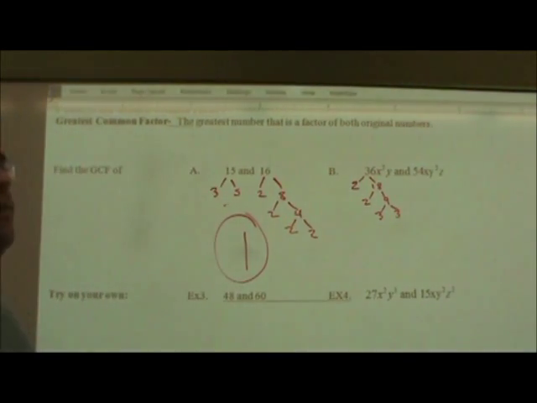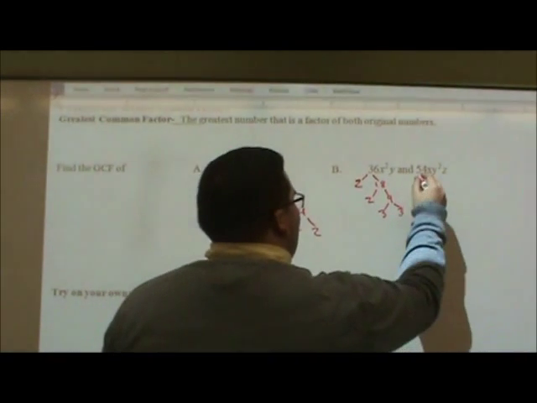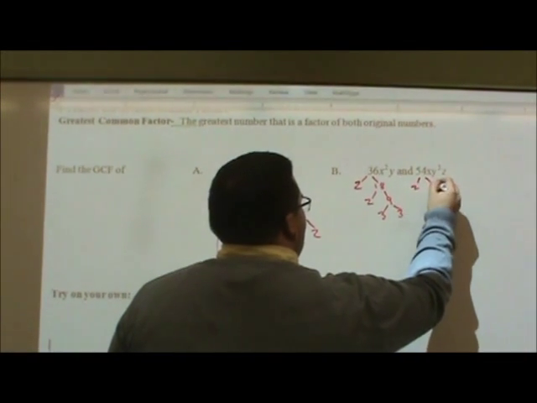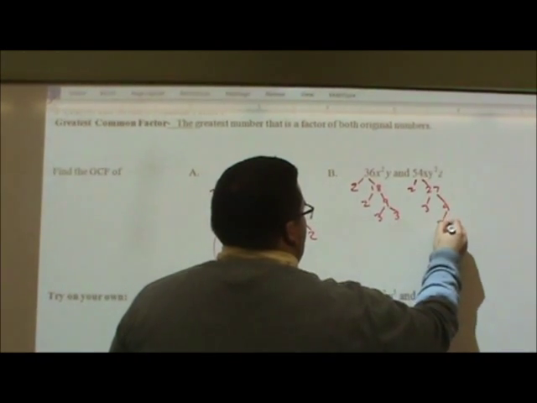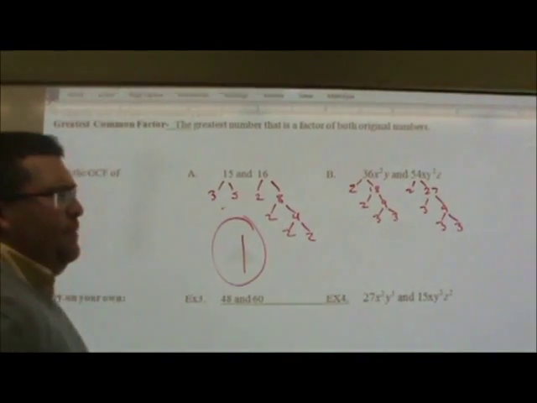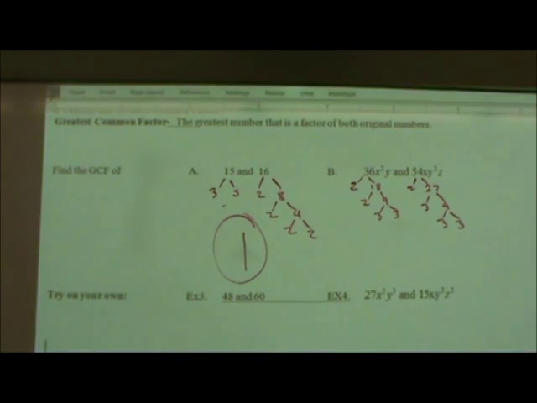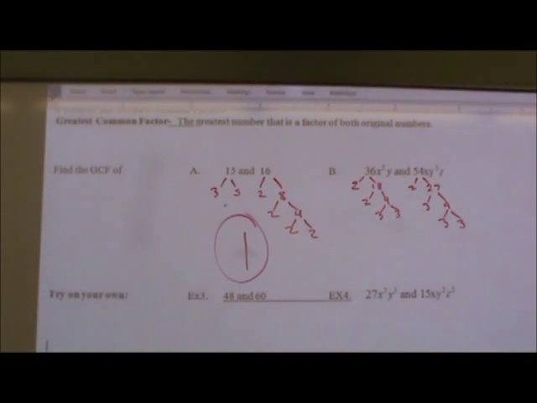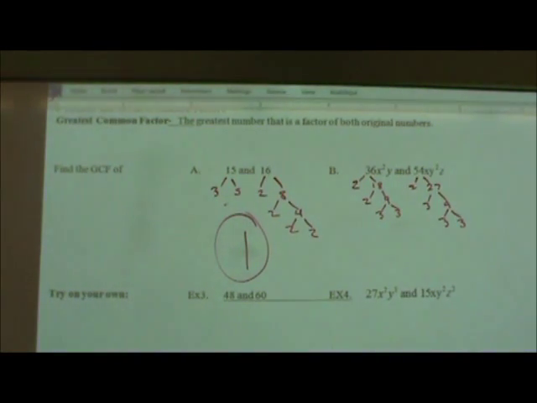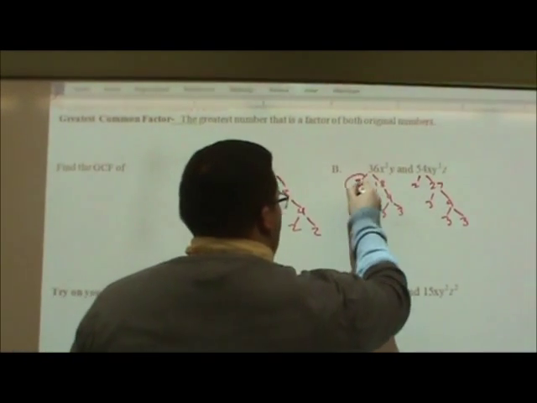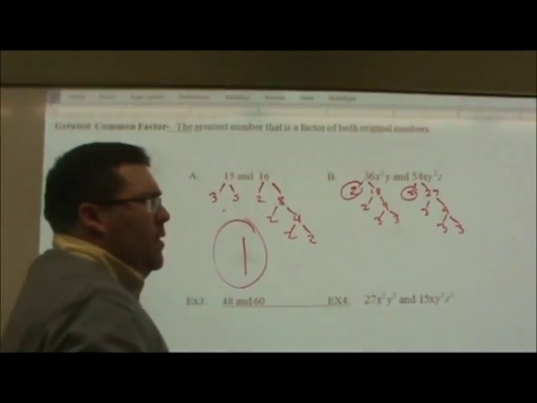Let's take care of 54. 2 and 27, 3 and 9, 3 and 3. And now, when we want to find the greatest common factor, we often take pairs, because we know that if we can make a pair of prime numbers, it's common to both. So I can make up one pair of 2's.